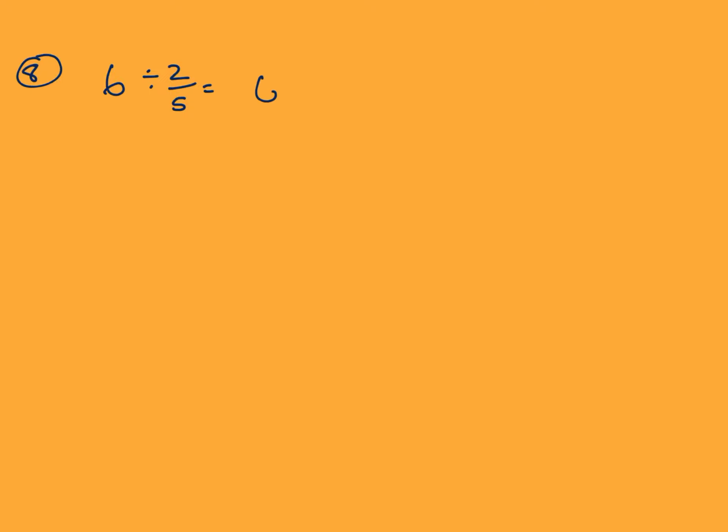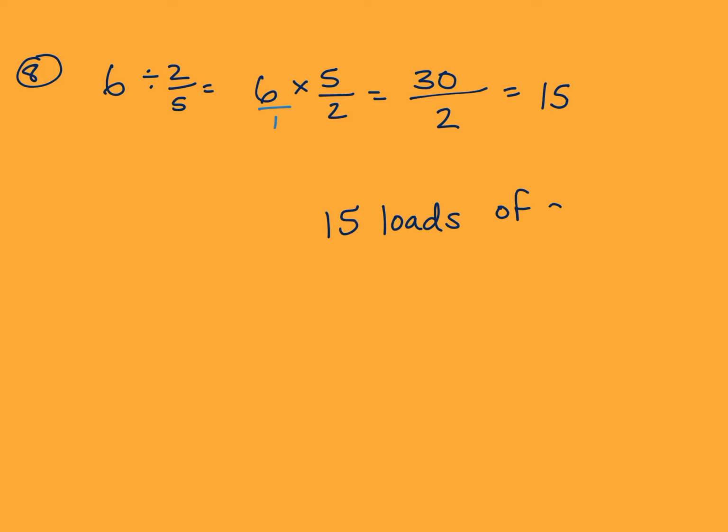Switch it to multiplication. 6 times 5 is 30. Then there's that invisible 1 on the bottom. And 1 times 2 is 2. 30 split into 2 groups is 15. So he will need 15 loads of gravel.